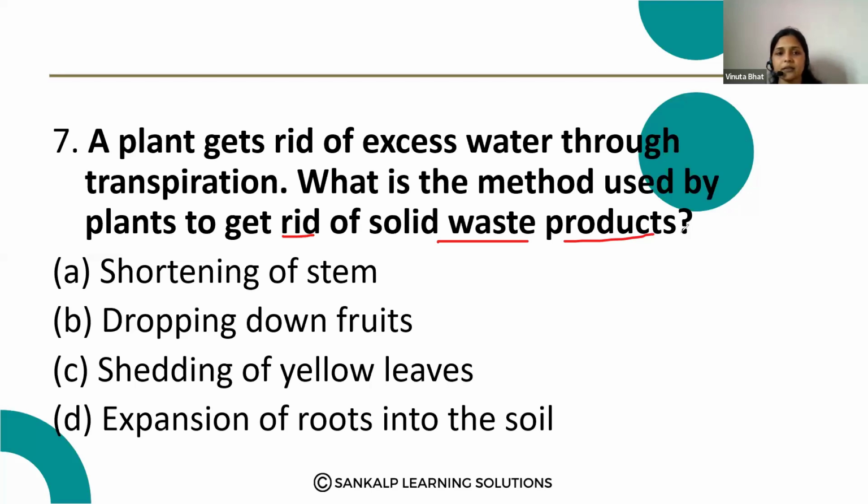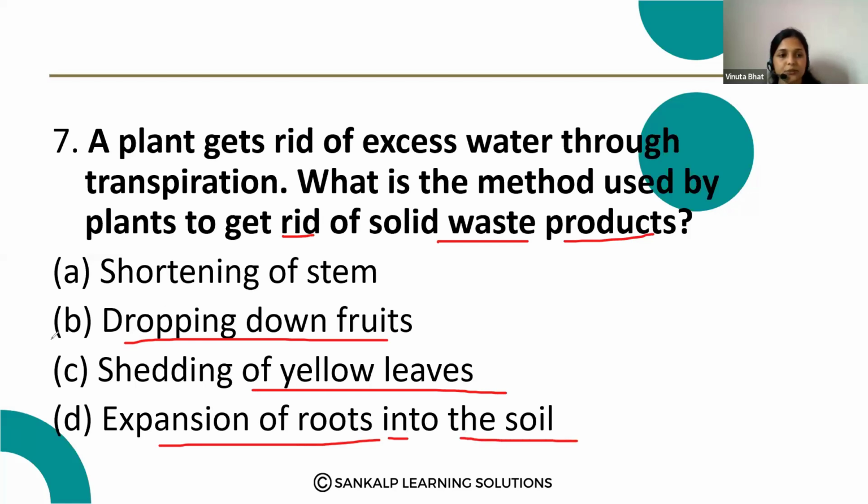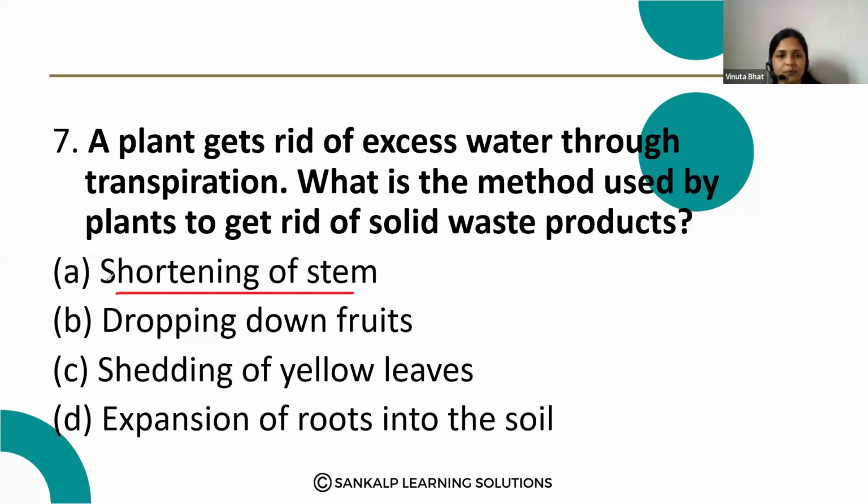Right. So here the options are shortening of stem, dropping down fruits, shedding of yellow leaves, expansion of roots into the soil. Which one is the correct answer? Shortening of the stem will not remove the waste products, dropping down fruits will also not remove the waste products.